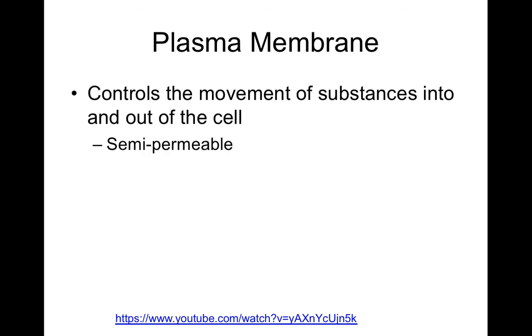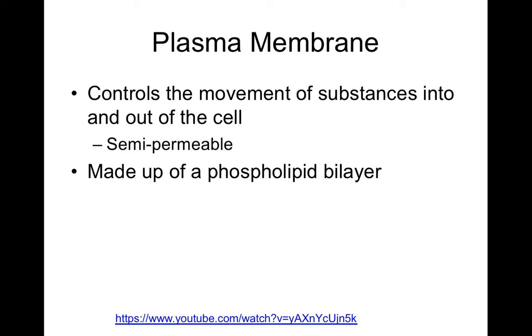First, let's talk about the plasma membrane. This is what delineates one cell from another. The plasma membrane is what we refer to as semi-permeable. It controls the movement of substances into and out of the cell. As we talked about with our macromolecule chapter, the plasma membrane is made of phospholipids.